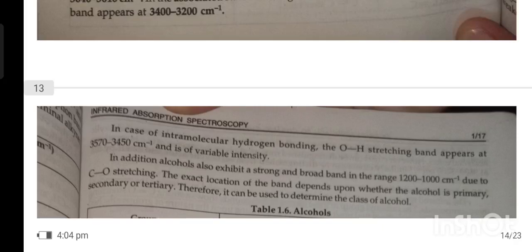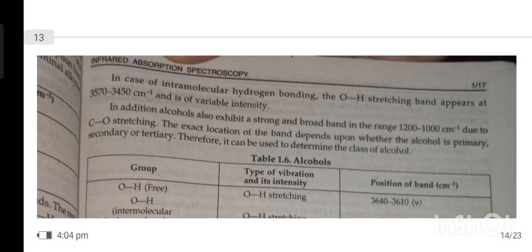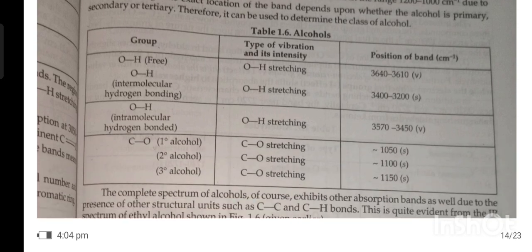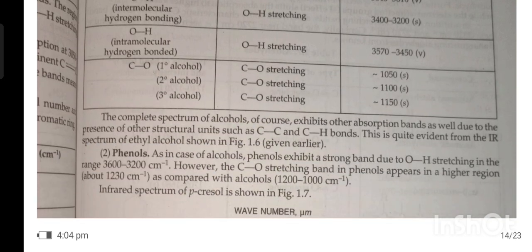In addition, alcohol also exhibits a strong and broad band in the range 1200 to 1000 cm⁻¹ due to CO stretching. The exact location of the band depends upon whether the alcohol is primary, secondary or tertiary. Therefore, it can be used to determine the class of alcohol. The complete structure of an alcohol of course exhibits other absorption bands as well, due to the presence of other structural units such as C-C and CH bonds. This is quite evident from the IR spectrum of ethyl alcohol shown in figure 1.6.